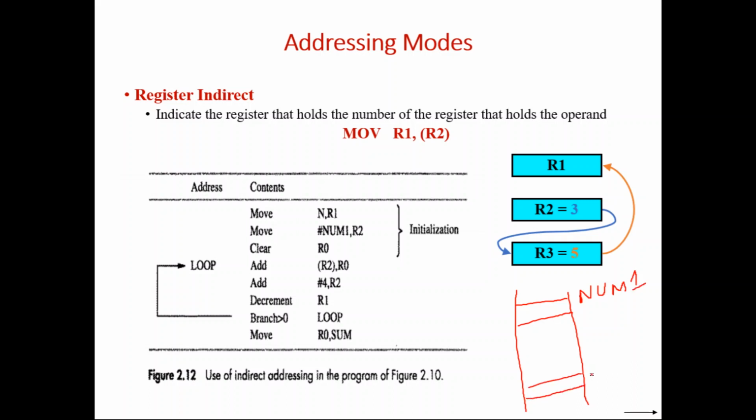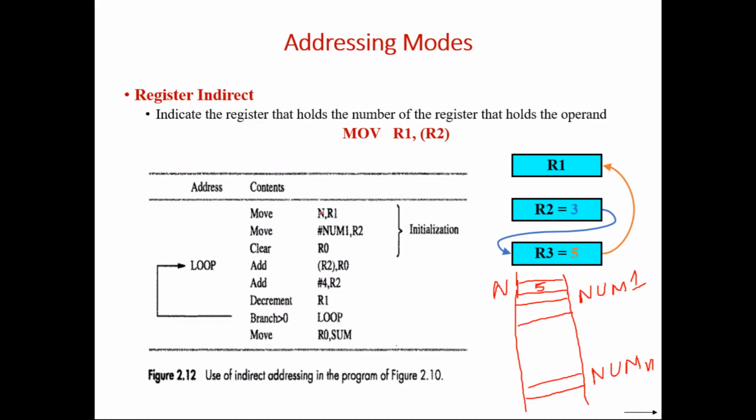We want to fetch all these numbers and add them, that is, find the sum of the numbers from num1 to numn. How to do that is what we are going to discuss. How many numbers we want to add is available in another location. Let us call that location n. For simplicity, let us assume n is 5.